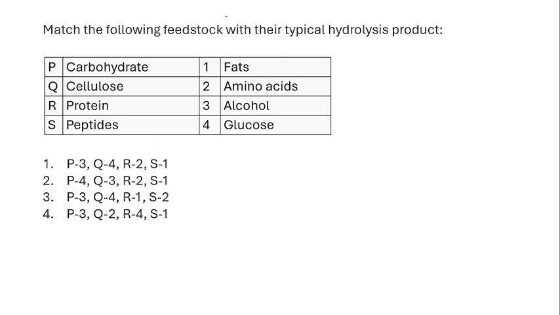Now match the following feedstock with their typical hydrolysis product. So carbohydrate is hydrolyzed into, we know the right answer, alcohol. Okay, so all the carbon compounds along with the hydrogen and oxygen are going to form ethanol, right? C2H6O.